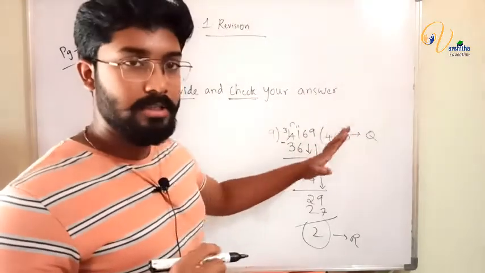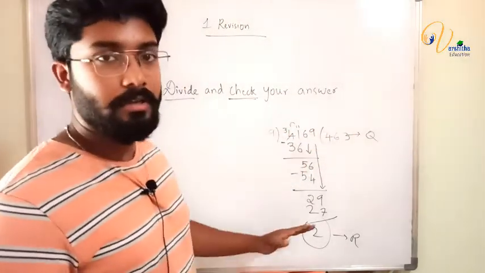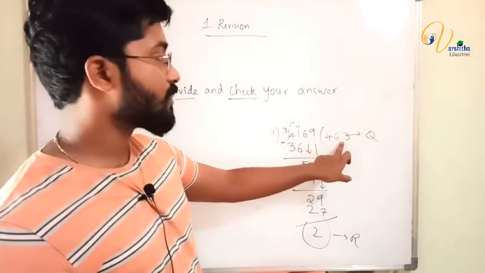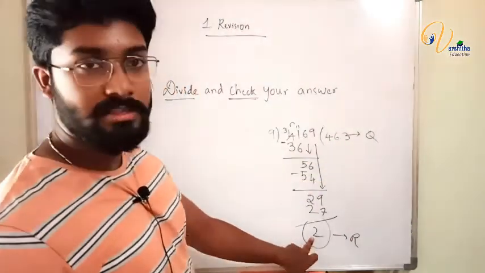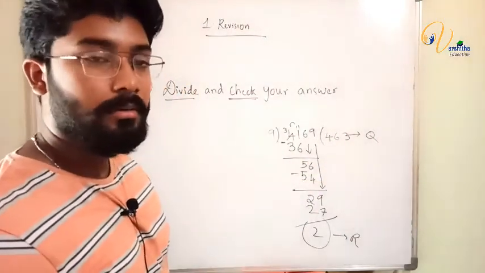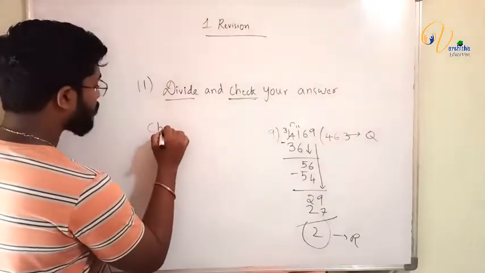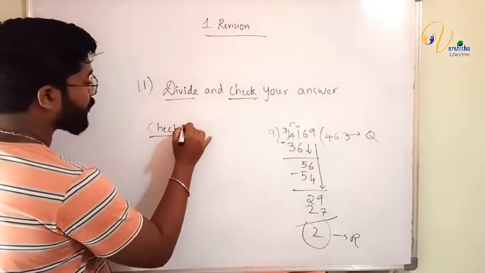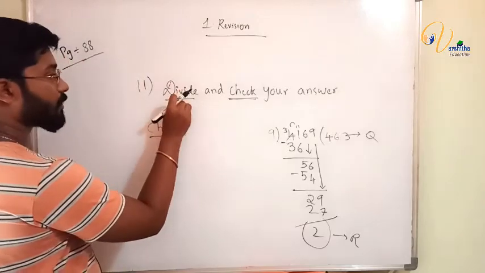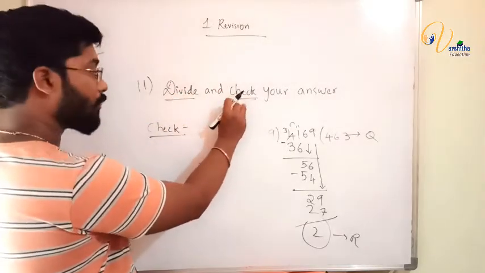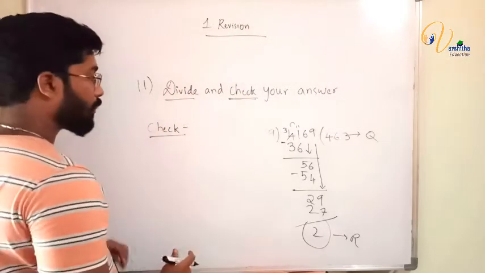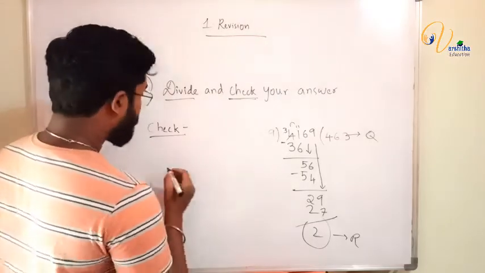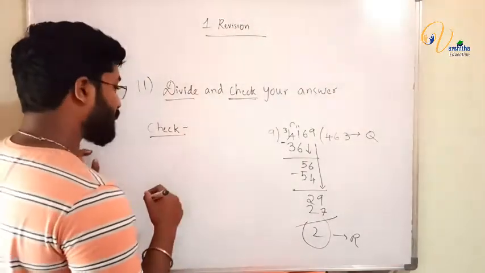We did the process, how to do the division, which we learned here. You got 463 as quotient and remainder as 2. How to check? In the heading he has asked to divide and also to check, so we have to do both. For checking, I said one thing in the previous class, I think.